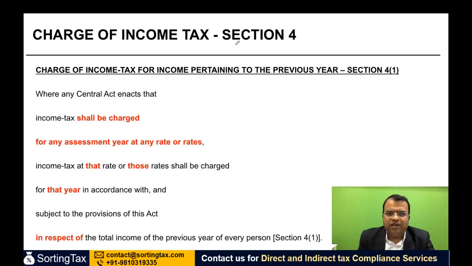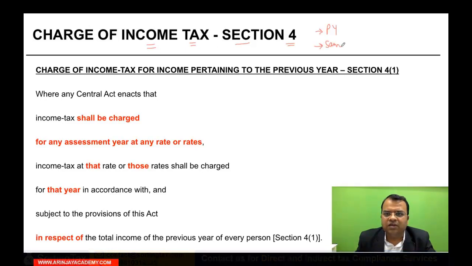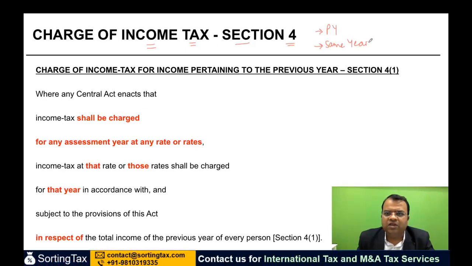Charge of income tax, Section 4. Now the question is: when you want to charge income tax, on what income should this be charged? Should it be the income of the previous year? Should it be income of the same year? Or which income should be charged?